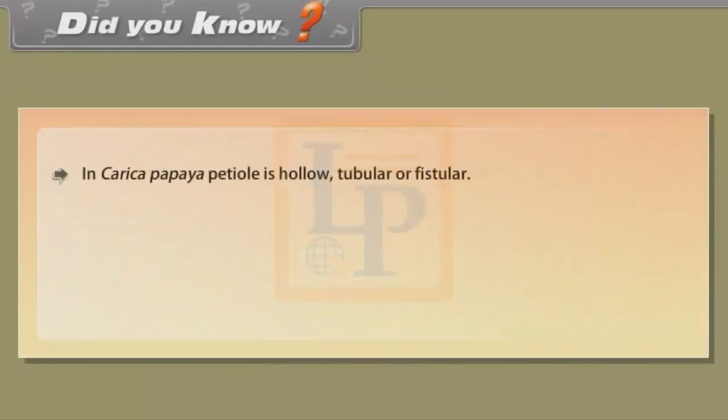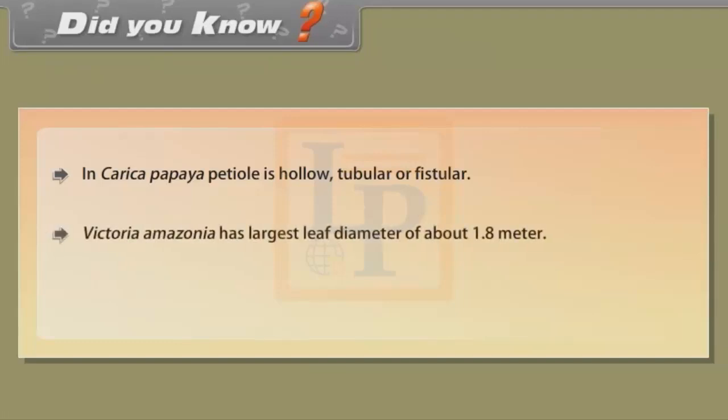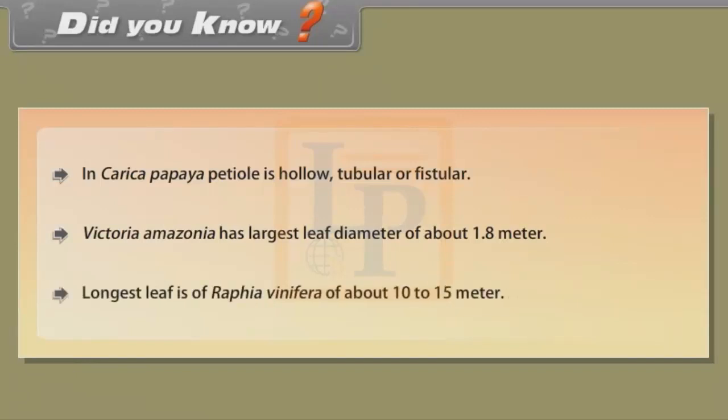Did you know? In Carica papaya, petiole is hollow, tubular, or fistulous. Victoria amazonica has the largest leaf, with a diameter of about 1.8 meters. The longest leaf is of Raphia vinifera, about 10 to 15 meters.